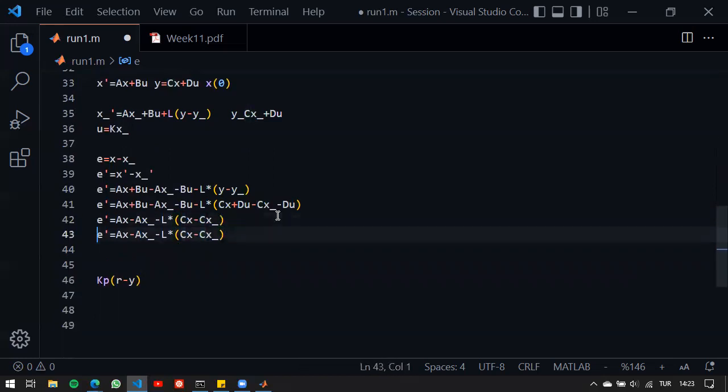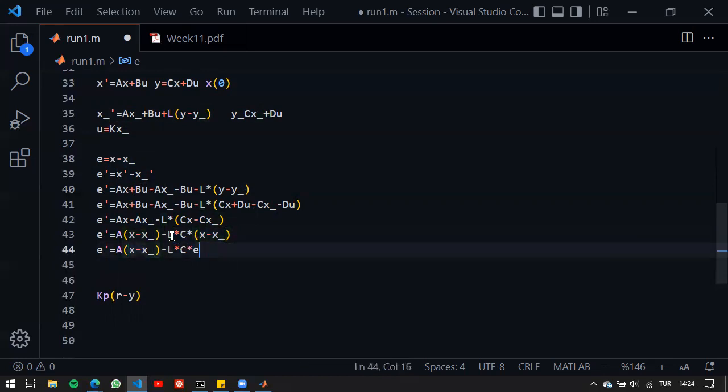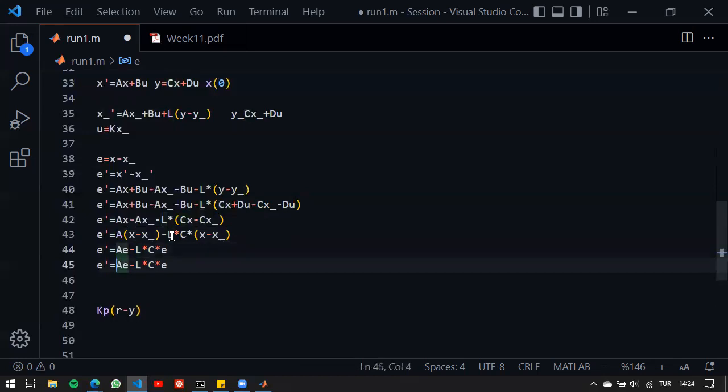So if we rearrange this a little bit, we'll see that we have basically A times (x minus x dash) minus L, pull out C here, times (x minus x dash). So by definition, I've already shown or defined E as this difference. And on the right-hand side, I can see that it reappears. So let's change it to E, change it to E, and again, we have a common factor. So this is basically it.